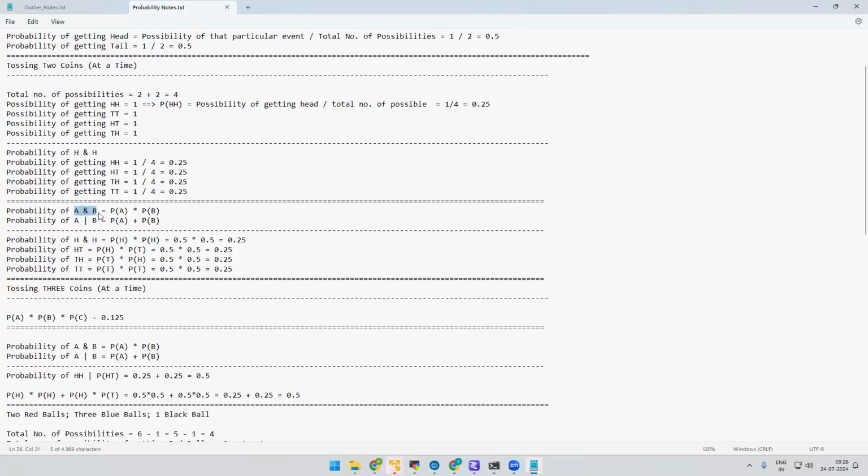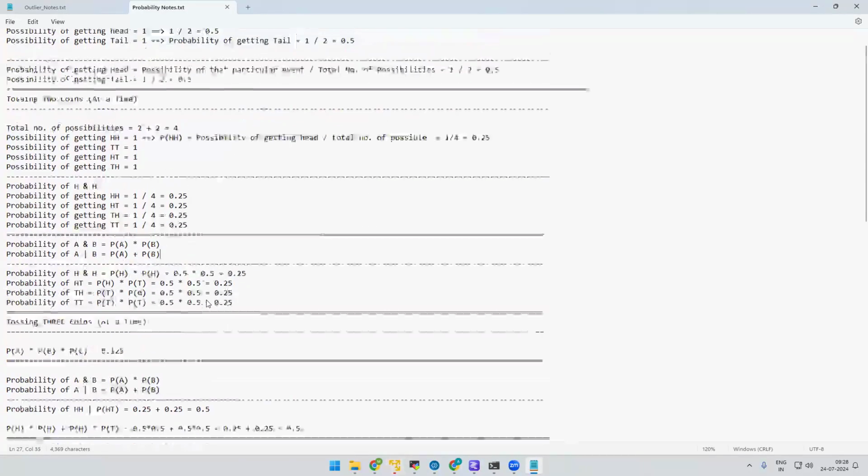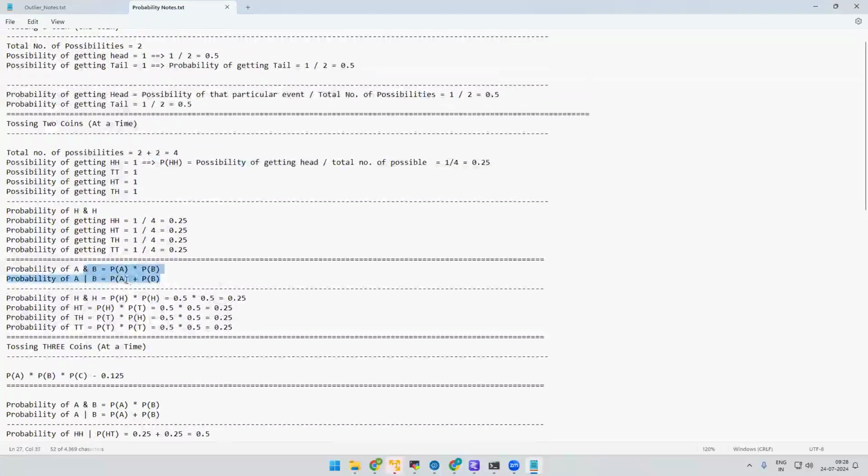So A and B is when both the events occur at the same time, whereas this one is either this or that event kind of situation. So in the case of probability of getting A and B, it is probability of A into probability of B, whereas in this case, probability of A or B, the formula is probability of A plus probability of B. Now we can take these formulas and extend this from 2 coins to 3 coins. How do we do that?